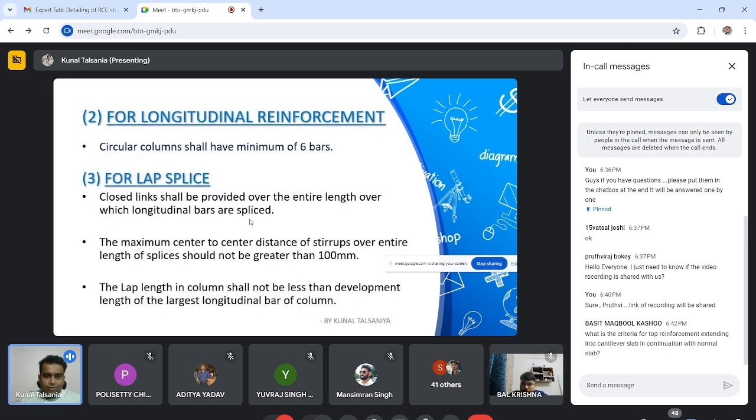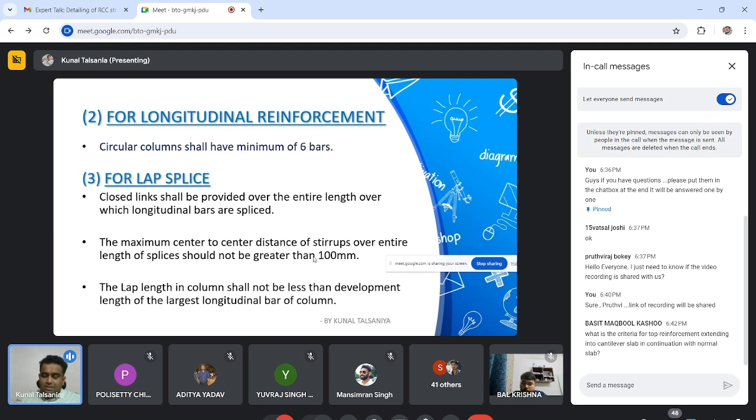For longitudinal reinforcement, if circular columns are there, then minimum 6 bars you have to provide. For lap splice, closed link shall be provided over the entire length over which longitudinal bars are spliced. The maximum center to center distance of stirrups over the entire length of splice should not be greater than 100 mm. So when you are providing splice, your stirrup spacing should not be greater than 100 mm.